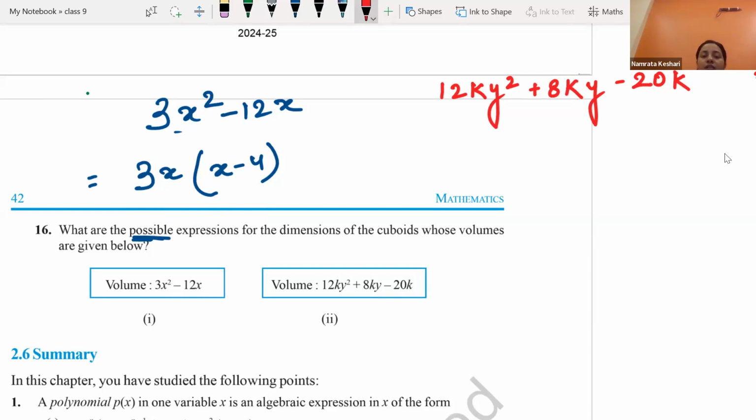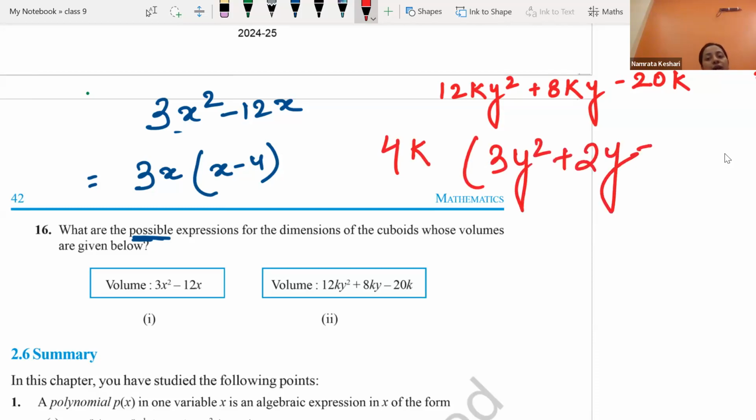So second one, can you see we can still take out a common factor. On day 1 and day 2, while discussing factorization, I told you the basic way to do factorization is to take out a common factor from all the terms. Splitting the middle term will also help over here, but first, take out the common factor. Can you see k is common? 4 is common. 4 threes are 12, y square. 4 twos are 8, y. 4 fives are 20. Are you getting it, everyone?